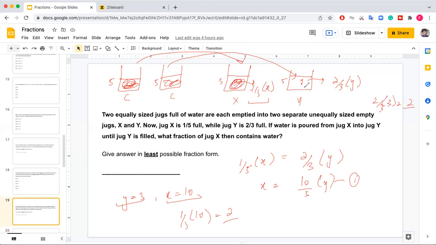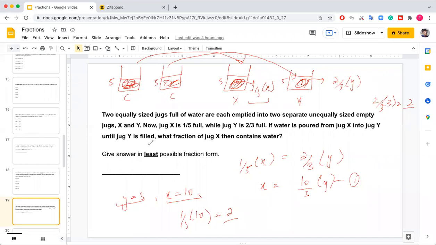This is filled to 2 liters and this is filled to 2 liters, which is understood till the question. Afterwards, the question is saying if water is poured from jug X to jug Y until jug Y is filled. Okay. So now tell, how will I proceed forward?